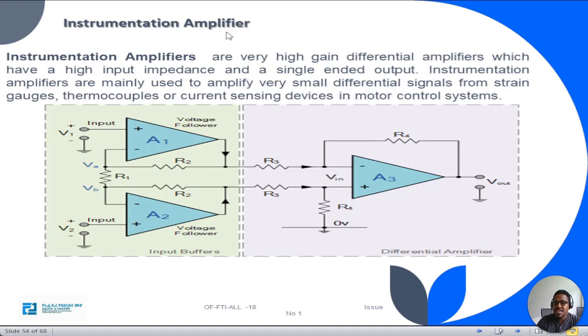Another is the instrumentation amplifier. Instrumentation amplifiers are very high gain differential amplifiers which have a high input impedance and a single-ended output. Instrumentation amplifiers are mainly used to amplify very small differential signals from strain gauges, thermocouples, or current sensing devices in motor control systems. So another application of the differential amplifier is the instrumentation amplifier.